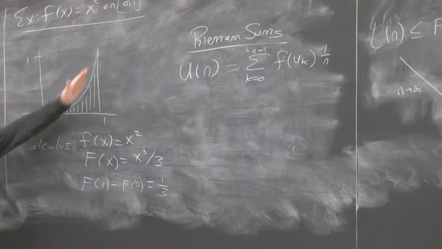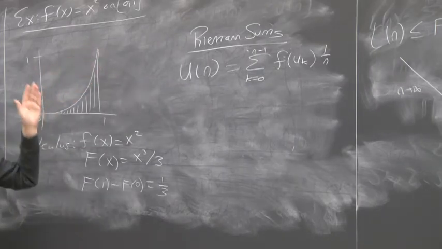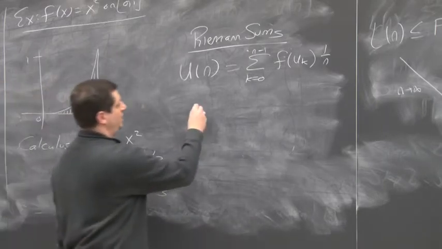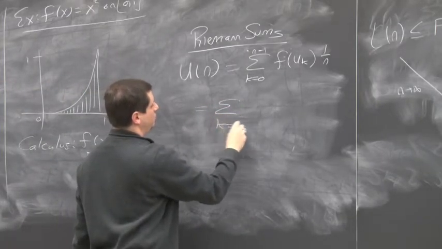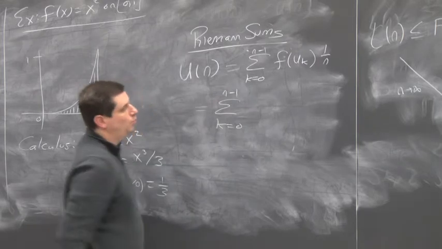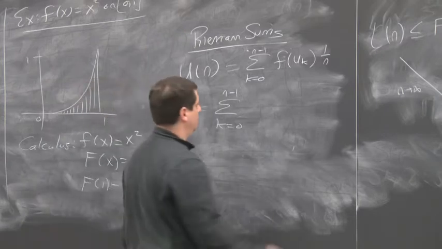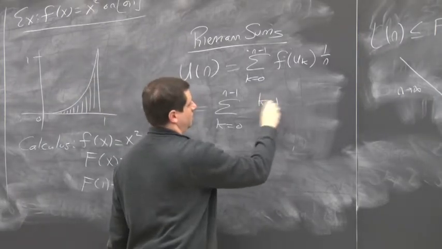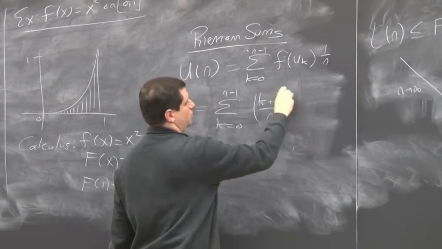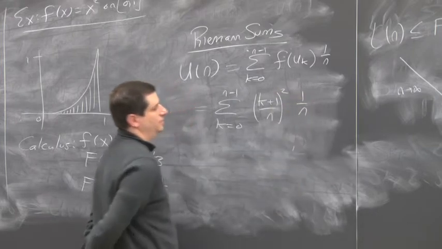Well, on a parabola, where's the function largest on each interval? At the right endpoint. So we have a sum, k goes from 0 to n minus 1. What's the right endpoint? The right endpoint is k plus 1 over n, squared, times 1 over n.